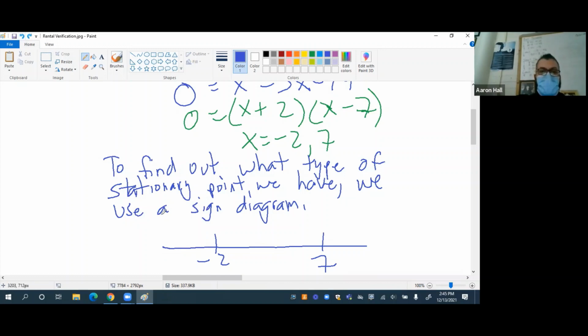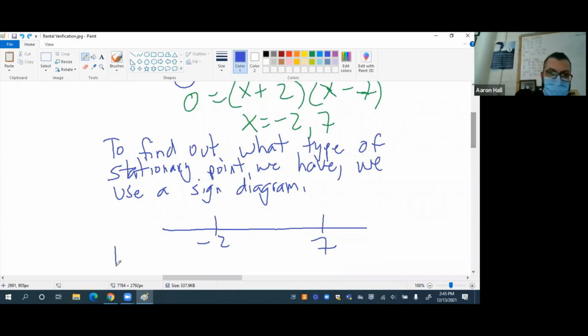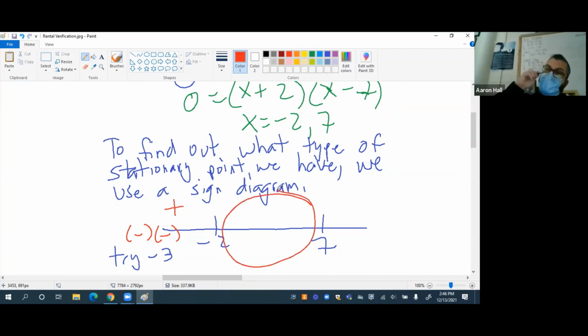Well, pick a value over here. What's a value that's below -2? Okay, let's try -3. Now, all I care about is the sign. If I plug in -3 here and here, is this part here positive or negative? It's negative. So I have a negative, and then if I plug in -3 over here, that's a negative as well. So that gives me a negative followed by a negative. What is a negative times a negative? That's a positive.